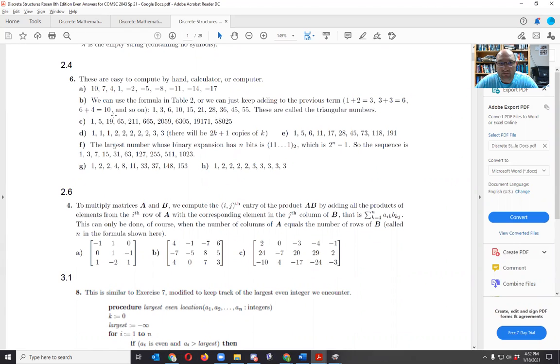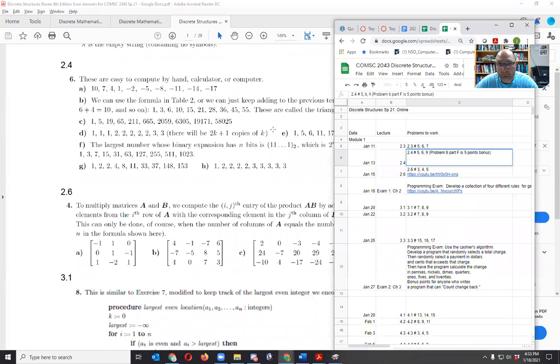And see, this is what I mean. They're like, so 1, 3, 6, 10. These are called triangular numbers. We can use the formula in the table too. We can just keep adding the previous term, and so on. They give better explanations here. All right, let's bring this back up.